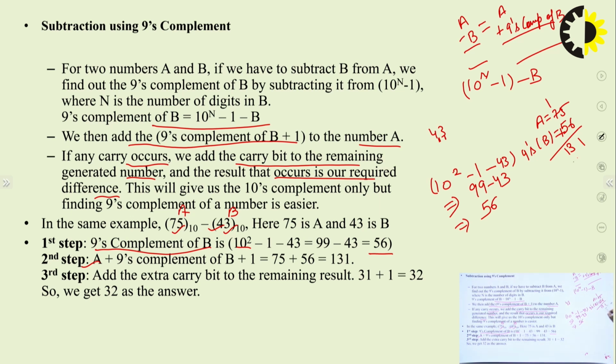then we get 131. In the last step it is written: if any carry occurs. So here a carry occurs, that is 1. 1 is a carry here. So this carry will be added to the remaining number and we get 32 as the 9's complement result. So this is the difference. In 10's complement we get 31 as a result, but in 9's complement we get 32 as a result. So that's all about complement of a number.